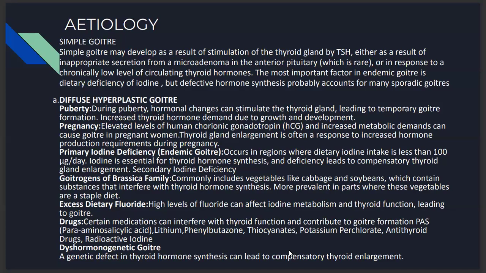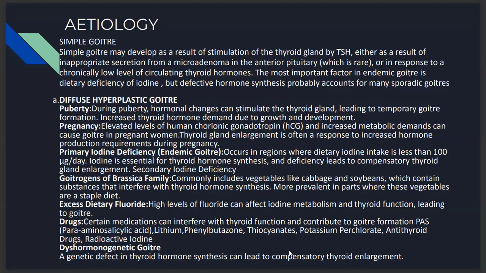Secondary iodine deficiency. Goitrogens of the Brassica family commonly include vegetables like cabbages and soybeans, which contain substances that interfere with thyroid hormone synthesis. It is more prevalent in places where these vegetables are a staple diet. Excess dietary fluoride: high levels of fluoride can affect iodine metabolism and thyroid function, leading to goiter.